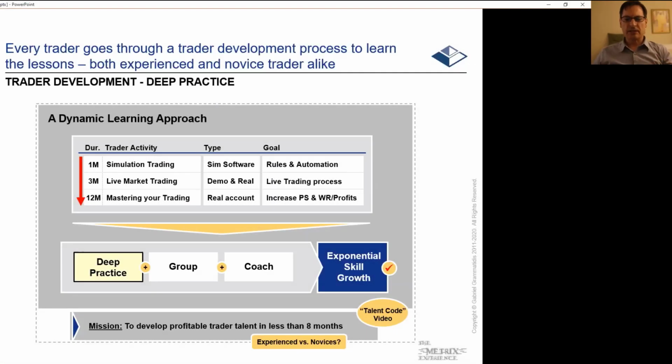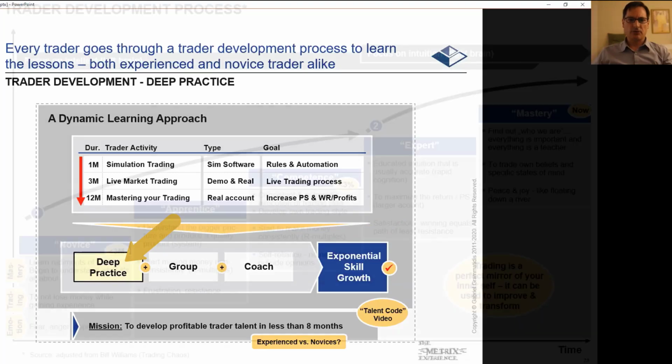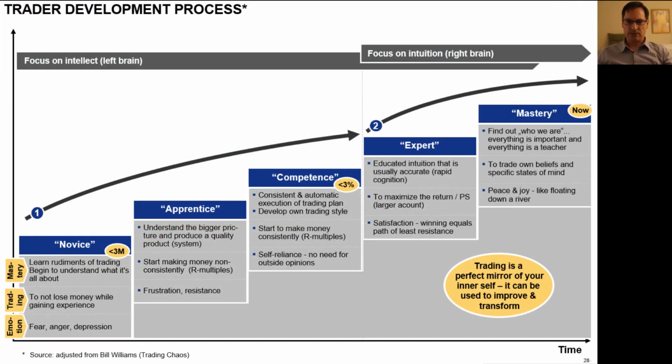I'm very passionate about this, seeing you guys growing exponentially into profitable traders. Well, this can only be achieved by applying the concept of deep practice. Basically, every trader goes through a trader development process. You might be an experienced trader or you might be a novice. It's the same process. Everybody's just going through this process at different speeds.